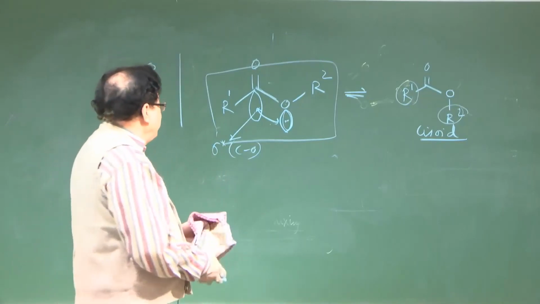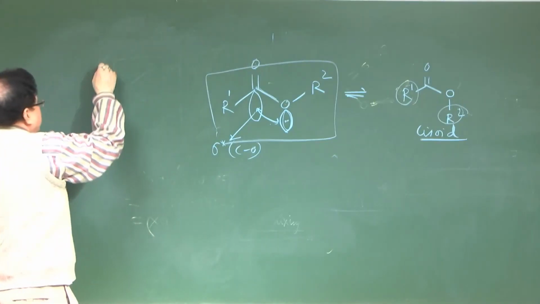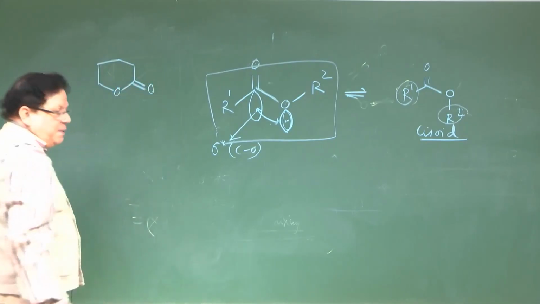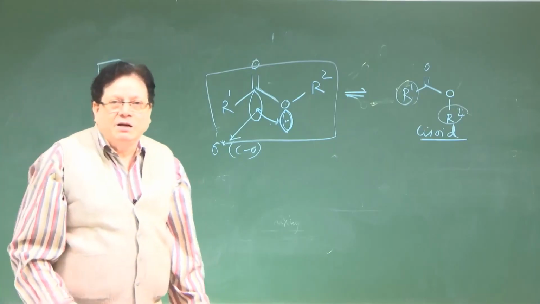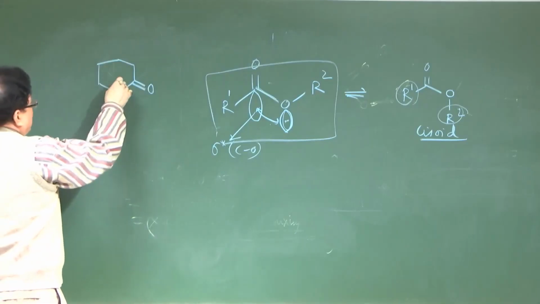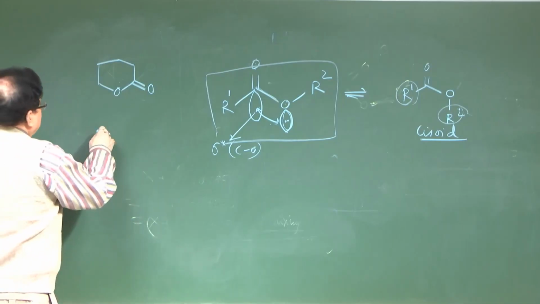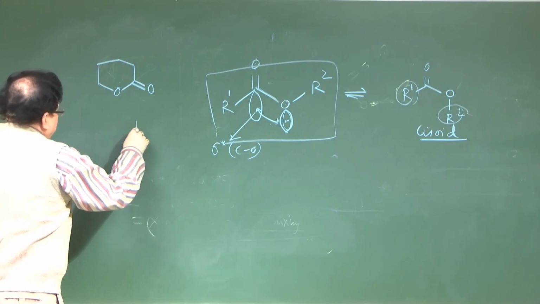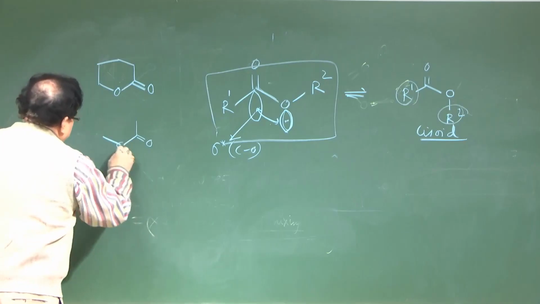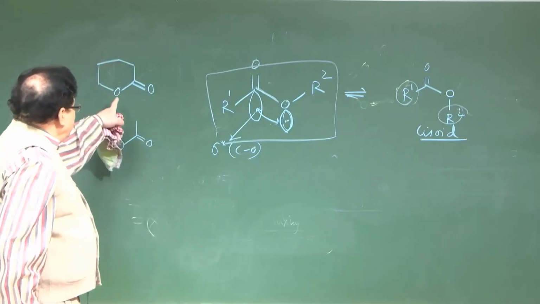What is meant by other factors? It means there are cyclic esters which are possible. This is a cyclic ester, a lactone; cyclic esters are called lactones, and this is an acyclic ester. Suppose I take two esters, one is a cyclic ester, a delta lactone, and another molecule which is also an ester, methyl acetate. Methyl acetate versus a delta lactone.